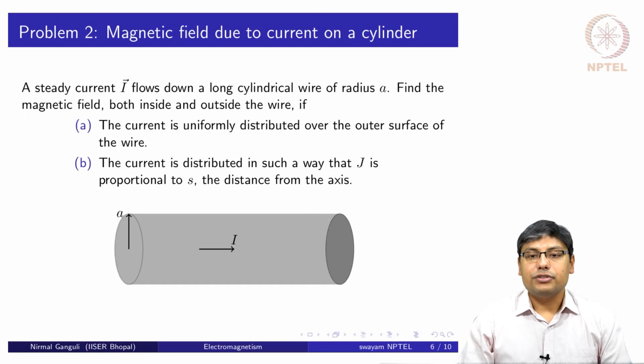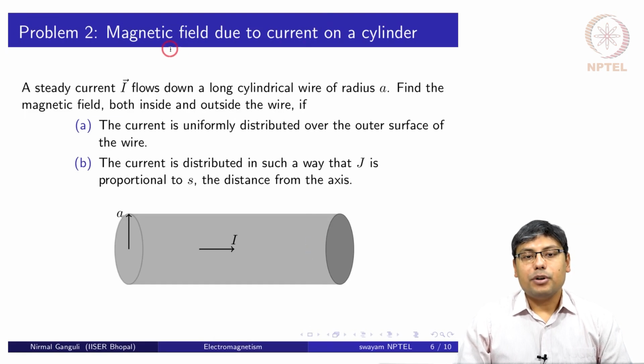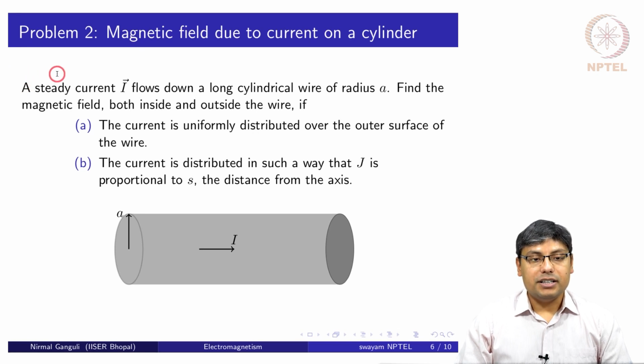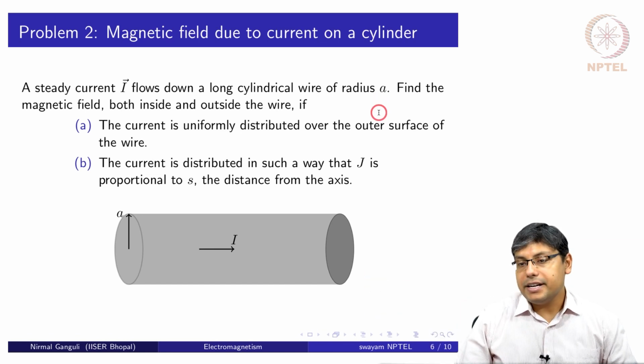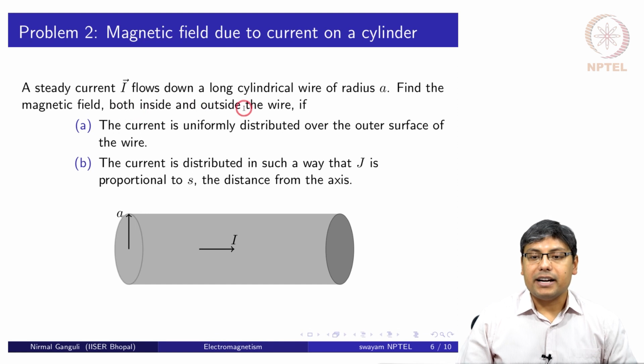Now let us move on to the second problem. In the second problem, we discuss the magnetic field due to a current on a cylinder. So here there are two parts of the problem. In this problem, we are going to find the magnetic field due to a steady current I that flows down a long cylindrical wire. So this cylindrical wire is very long and the radius of the cylinder is small a. You are supposed to find the magnetic field both inside and outside the wire for the following conditions.